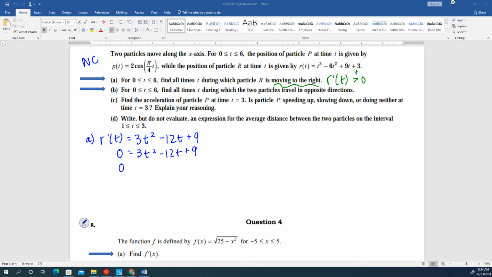I would divide everything by 3. Factor. We get 1 and 3 seconds is when it's at rest. Okay. So if I were to make a little sign chart, right here.